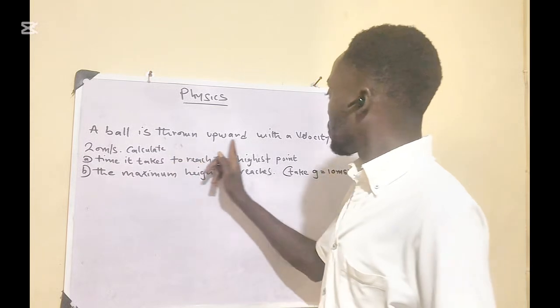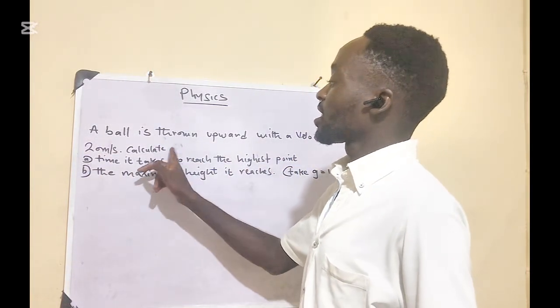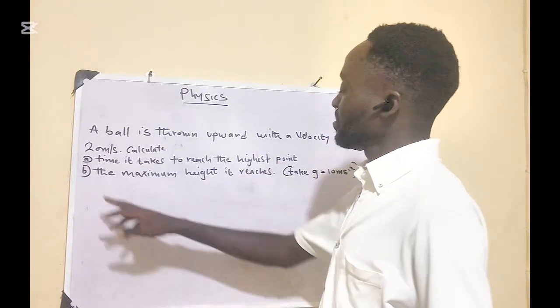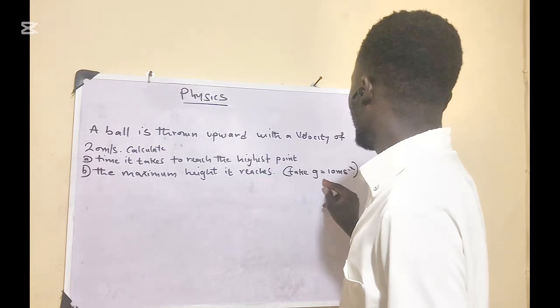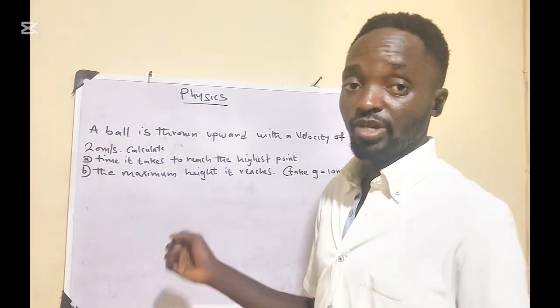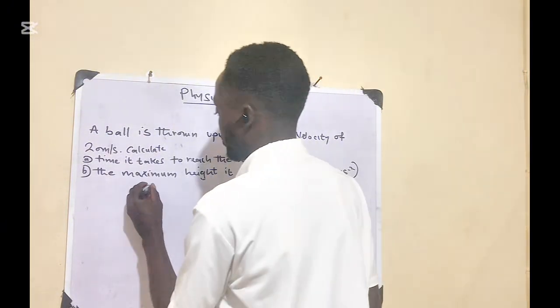A ball is thrown upward with a velocity of 20 meters per second. Calculate A, the time it takes to reach the highest point. B, the maximum height it reaches, taking g to be equal to 10 meters per second squared. So let's provide a solution to this question. First, let me write my solution.